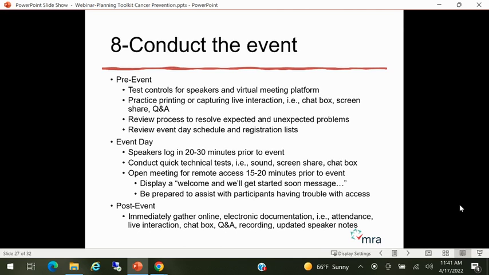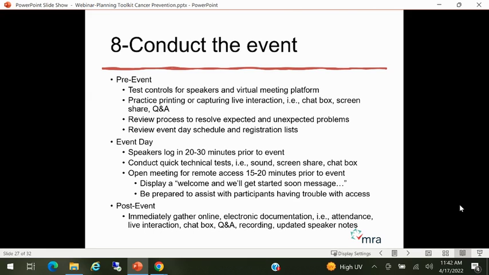Practice with your team entering, printing, capturing that live interaction, the chat box, the screen share, the Q&A. And again, I point this out because this is a critical part of compliance for virtual events. Review the process that the team is going to take to resolve expected or even unexpected problems. Have the right people at the event and in the background that can help you find someone, make phone calls, send emails.